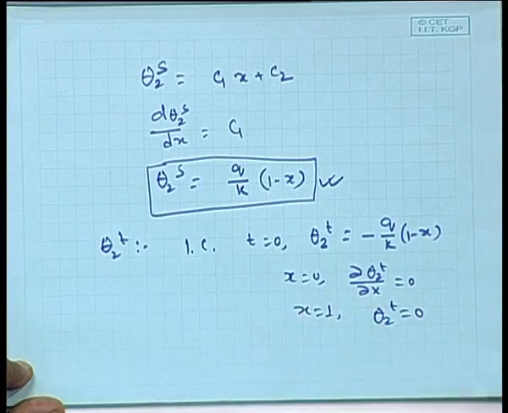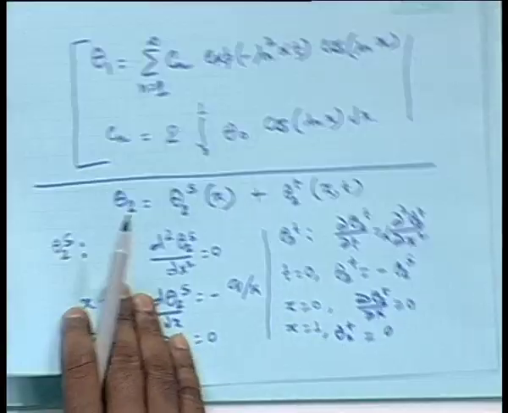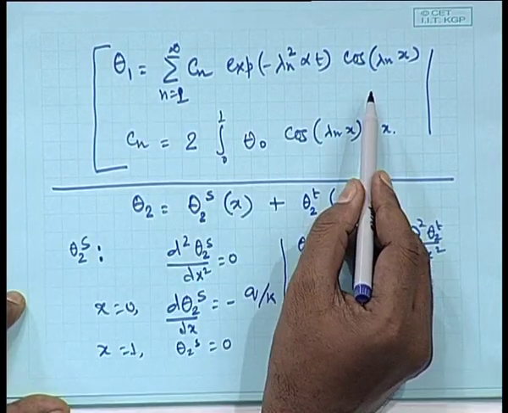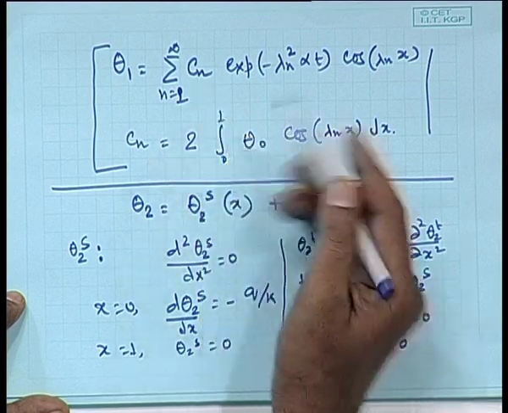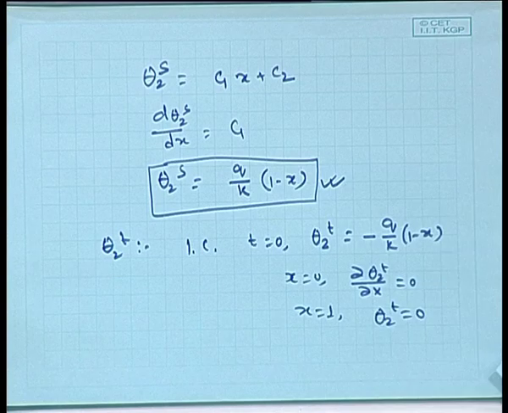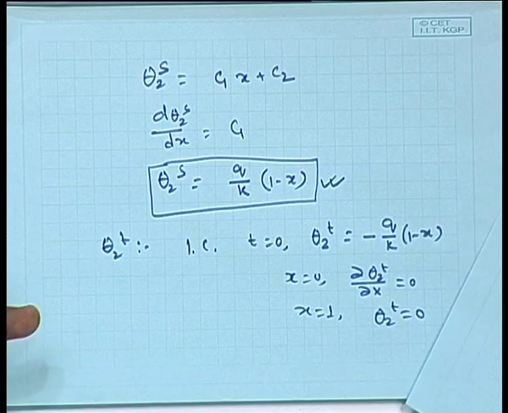Only thing is, for this problem, Cn will be different. The solution form will be the same as it is, only that Cn will be different because of the different initial condition. Instead of theta 0, you will be having q by k into 1 minus x. So, there will be two terms; you have to integrate both the terms by parts and construct the whole solution.